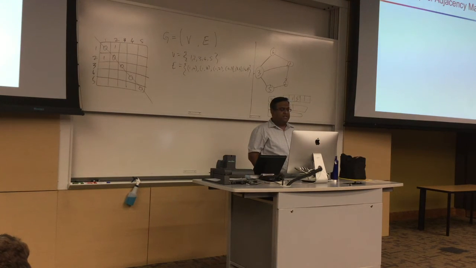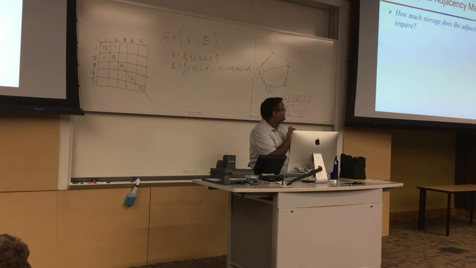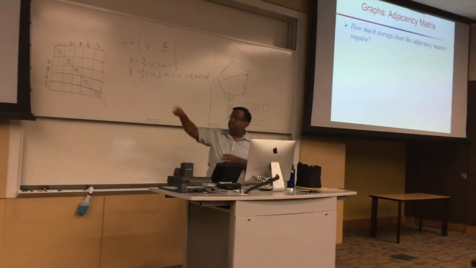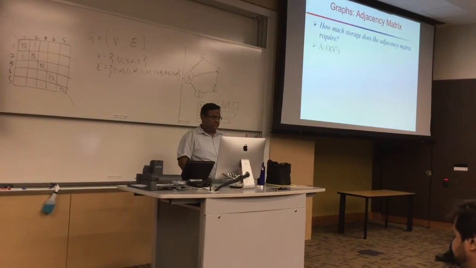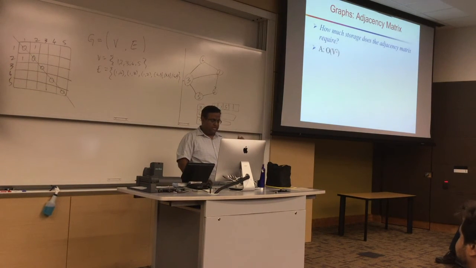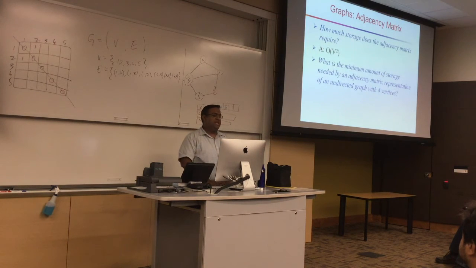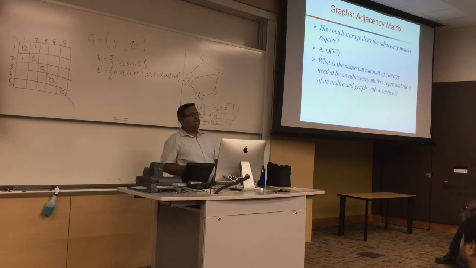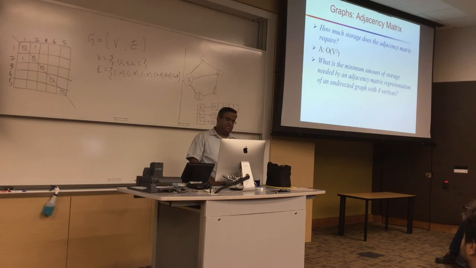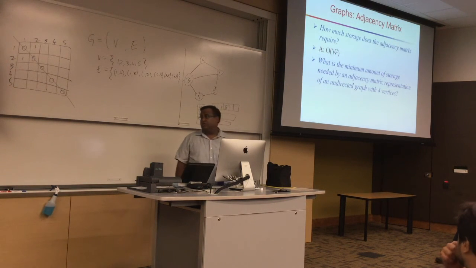Now, adjacency matrix, how much storage does the adjacency matrix require? Matrix, V square. Simple, order of V square. You got that? But let's look at this. What is the minimum amount of storage needed by an adjacency matrix representation for an undirected graph with 4 vertices? Now this is in terms of bits and bytes. If there was a way to optimize it, see the upper portion is the asymptotic requirement, order of V squared.